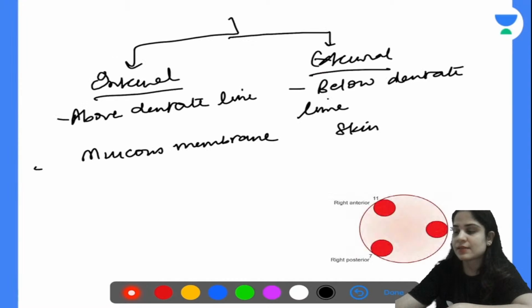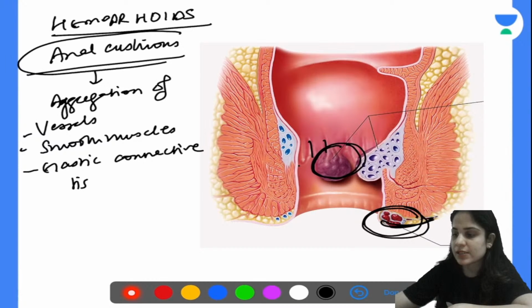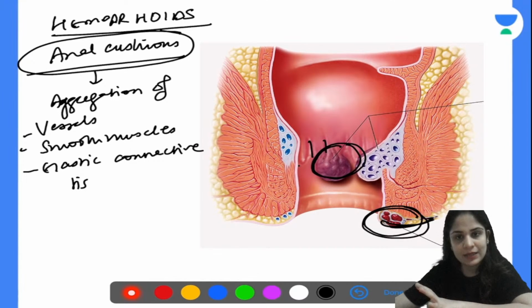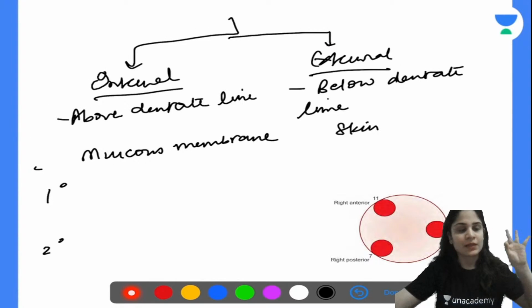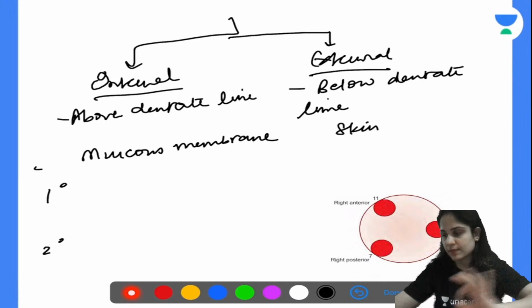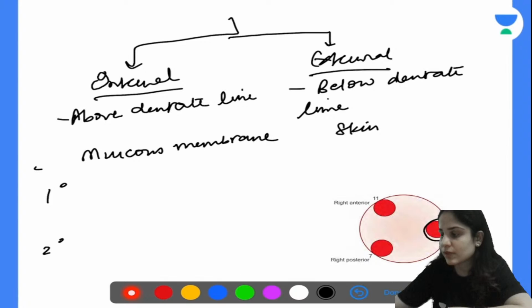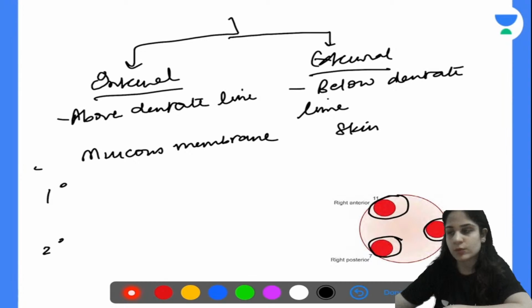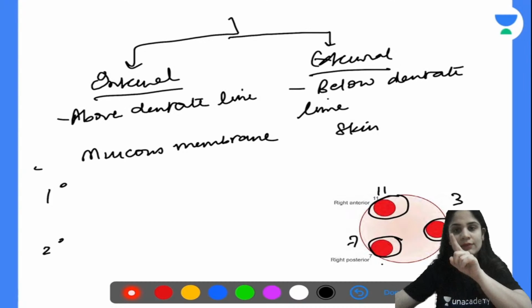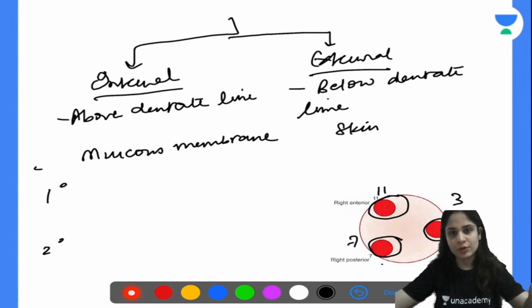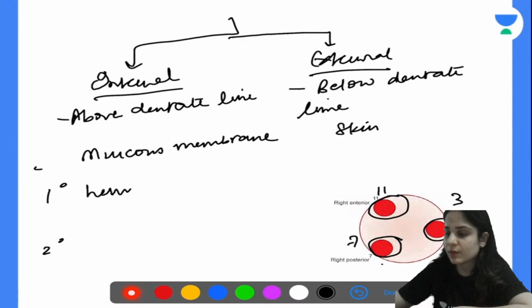Then your next difference between hemorrhoids is what are primary and what are secondary hemorrhoids. Okay, so now when you look at the anal cushions, I told you everything is about the anal cushions. Now these anal cushions are basically located in three positions always. One is at the 3 o'clock position, one is at the 7 o'clock position, and one is at the 11 o'clock position. This is in the rectum. Okay, sorry, in the anal canal. So at 3, 7 and 11 o'clock position, you have your hemorrhoids. These are called primary hemorrhoids.